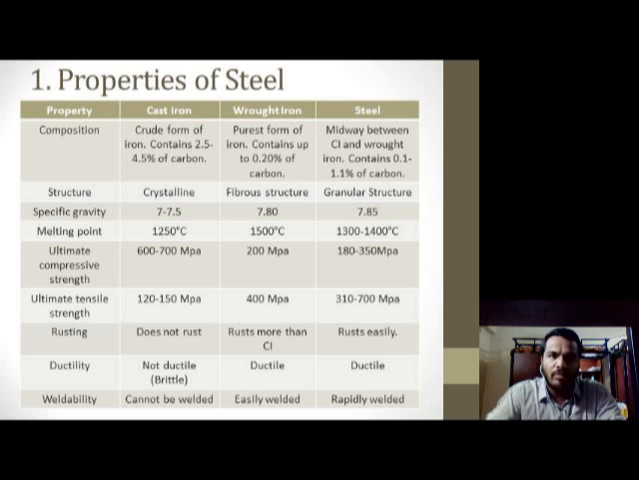And coming to the weldability, when we come to steel structures, welded and bolted connections are all very familiar to us. So we have to see the weldability of the material which we are using. The cast iron cannot be welded, wrought iron can be easily welded, whereas the steel which we regularly use can be rapidly welded.